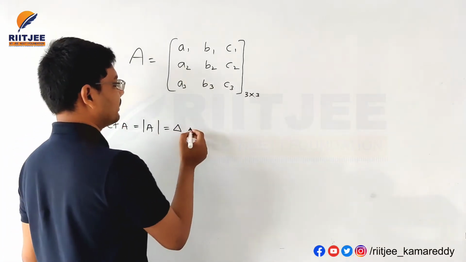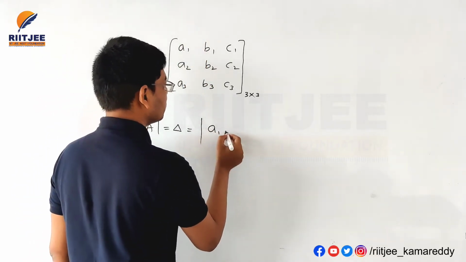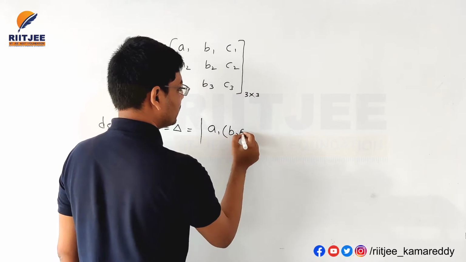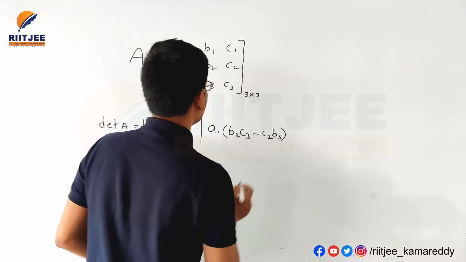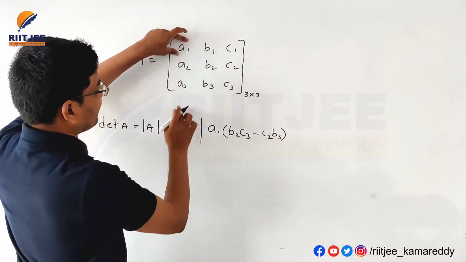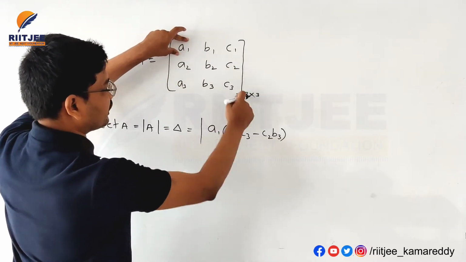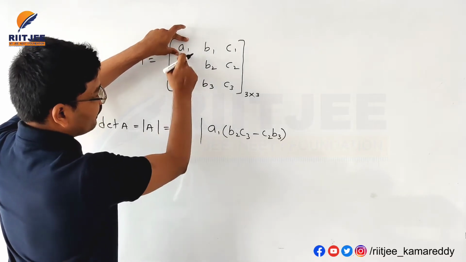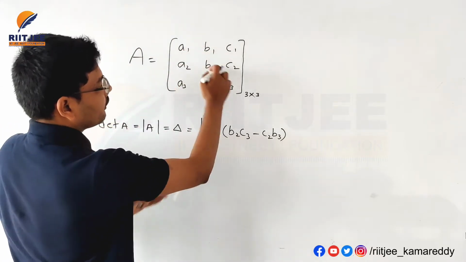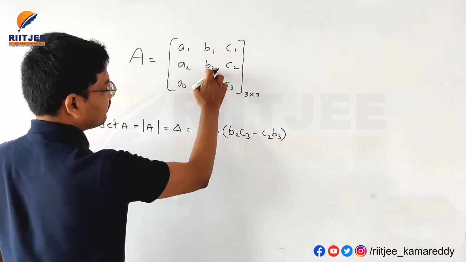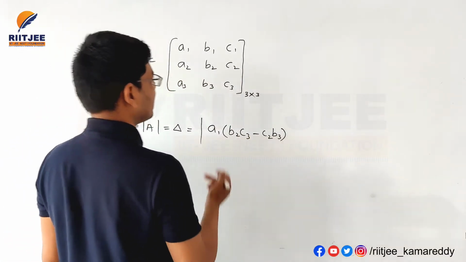The determinant of a 3 by 3 matrix is defined as modulus of a1 into (b2 c3 minus c2 b3). Here we are finding the cofactor of a1. Eliminate the row and column which have a1 and find the determinant of the remaining values: b2 c3 minus c2 b3. This is the first term.